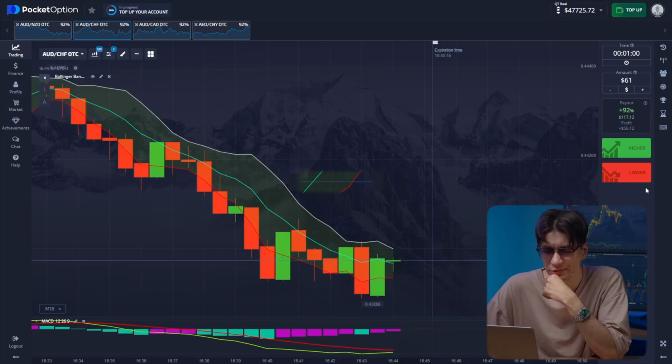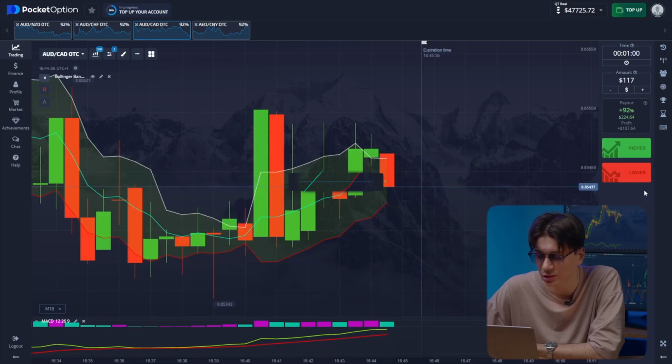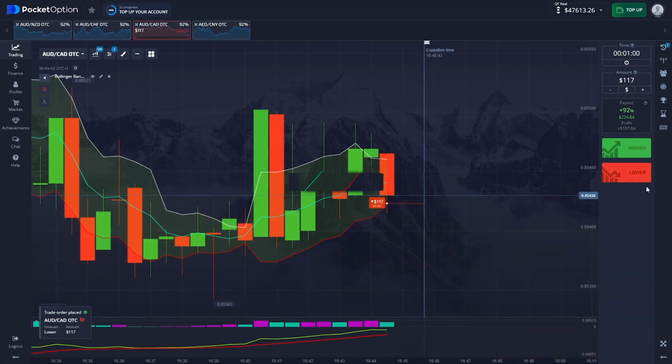I don't really like the situation with the Aussie and Swiss pair, so I'm choosing the Aussie and Canadian pair. The investment now is 117. Interesting position on the chart. Going short.